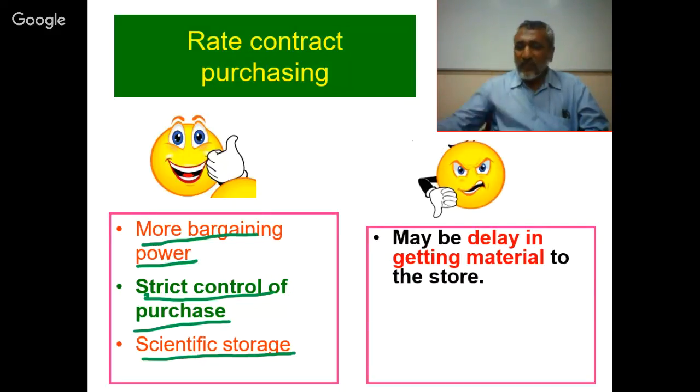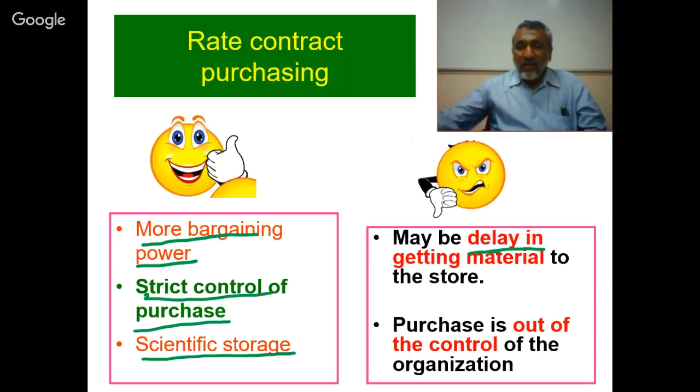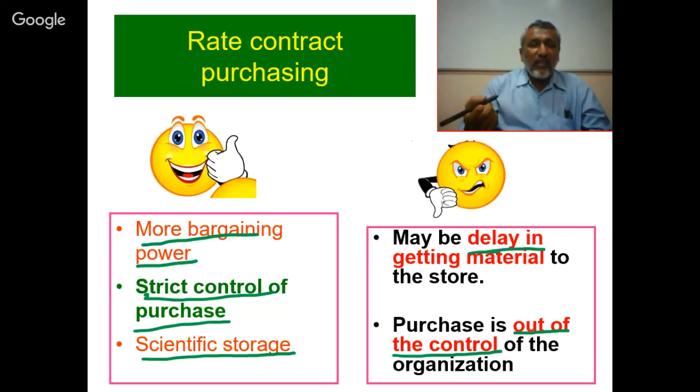Coming to the disadvantages, there may be delay in getting materials from the suppliers, because sometimes the supplier may not supply the material in time. That is basically because now the supply of material is out of the control of the buyer. That means he has entered into a contract and now the other person has to supply as per the contract. If he is not strictly following the contract terms and conditions, the buyer is going to be in trouble. That is, sometimes the buyer may feel helpless in rate contract purchasing when the supplier does not strictly follow the terms and conditions of the supply.